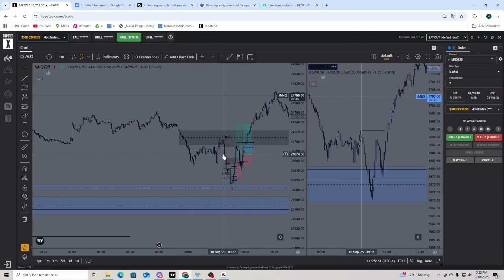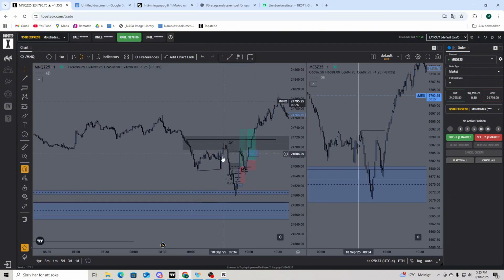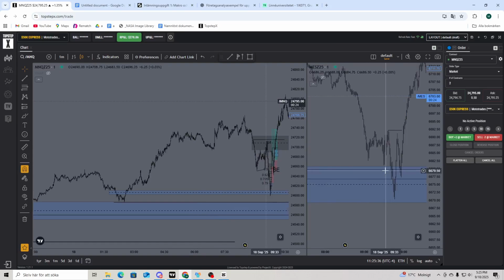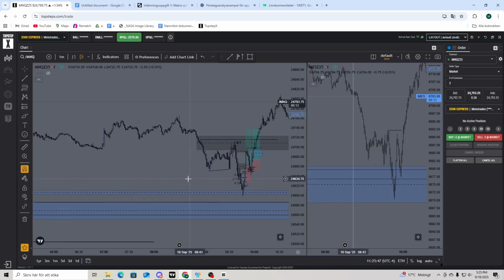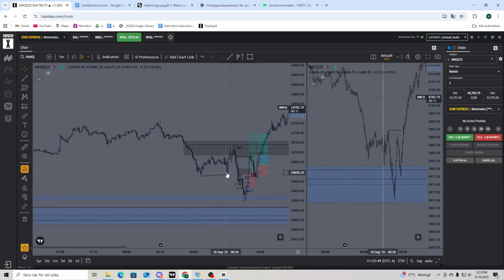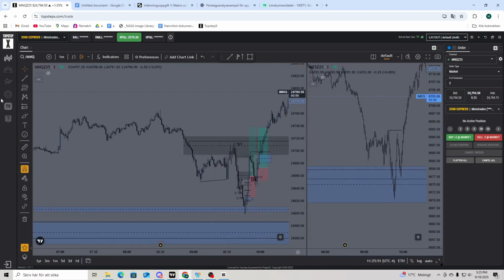So here we have open right here. We first go down, we make this SMT, but I did not enter since we were too high in the range. I want to see at least ES or NQ sweep Asia, at least London lows, but most likely Asia and London lows. So I just saw this as a manipulation move up and for us to build liquidity to then target.